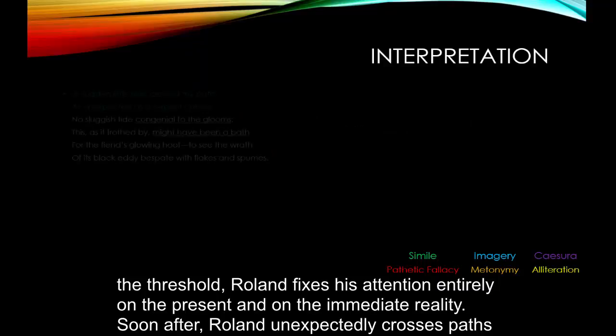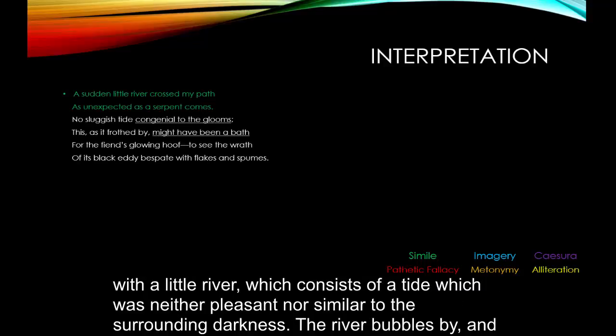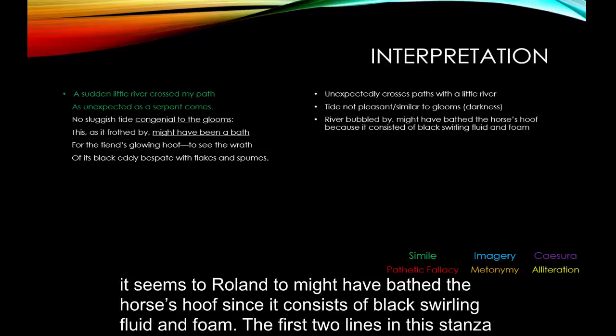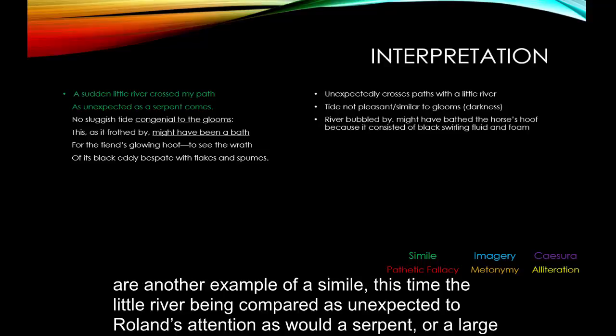Soon after, Roland unexpectedly crosses paths with a little river, which consists of a tide which was neither pleasant nor similar to the surrounding darkness. The river bubbles by, and it seems to Roland to might have bathed the horse's hoof, since it consists of black swirling fluid and foam. The first two lines in the stanza are another example of a simile, this time the little river being compared as unexpected to Roland's attention as would a serpent or a large snake.